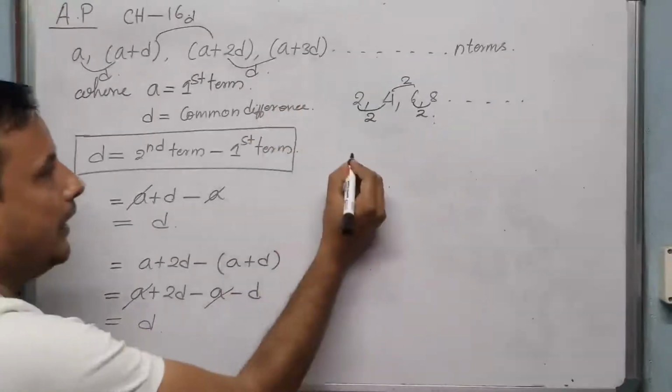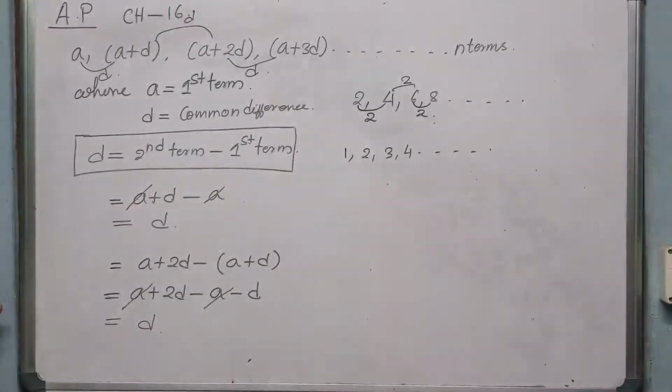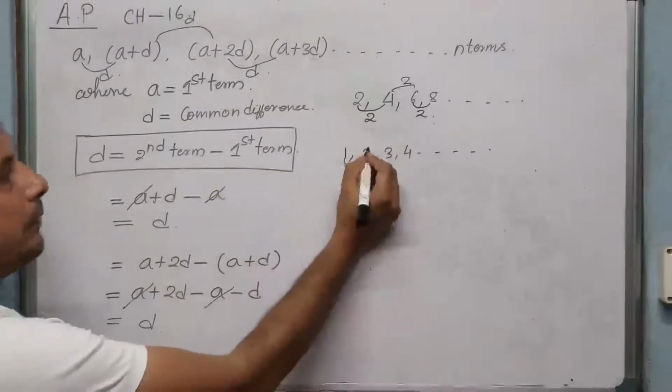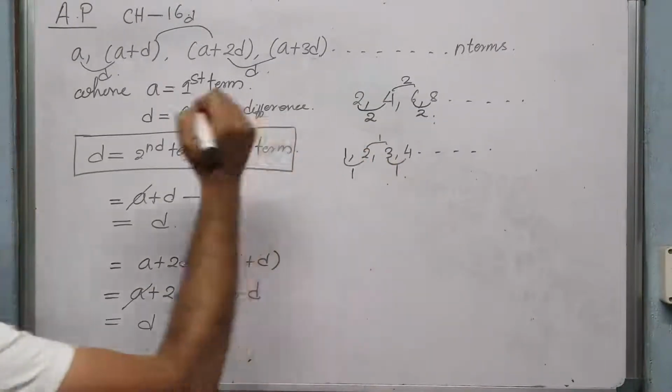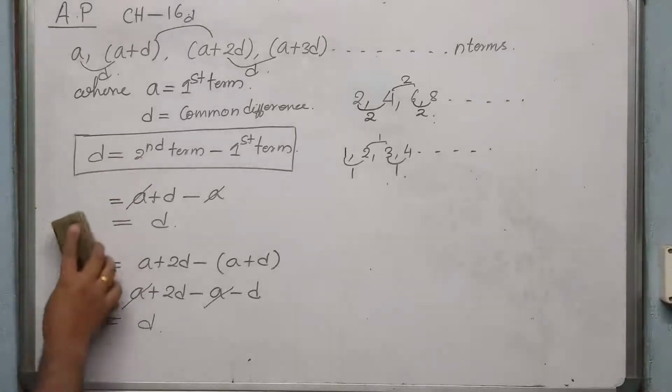Like the number system 1, 2, 3, 4, and so on. What is the difference? 2 minus 1, the difference is 1. 3 minus 2, 1. 4 minus 3, 1. That means the number series is also an AP. This is the concept of an AP series. If the difference of every consecutive term is the same, then the series is said to be an AP. This is the formula to calculate the common difference.